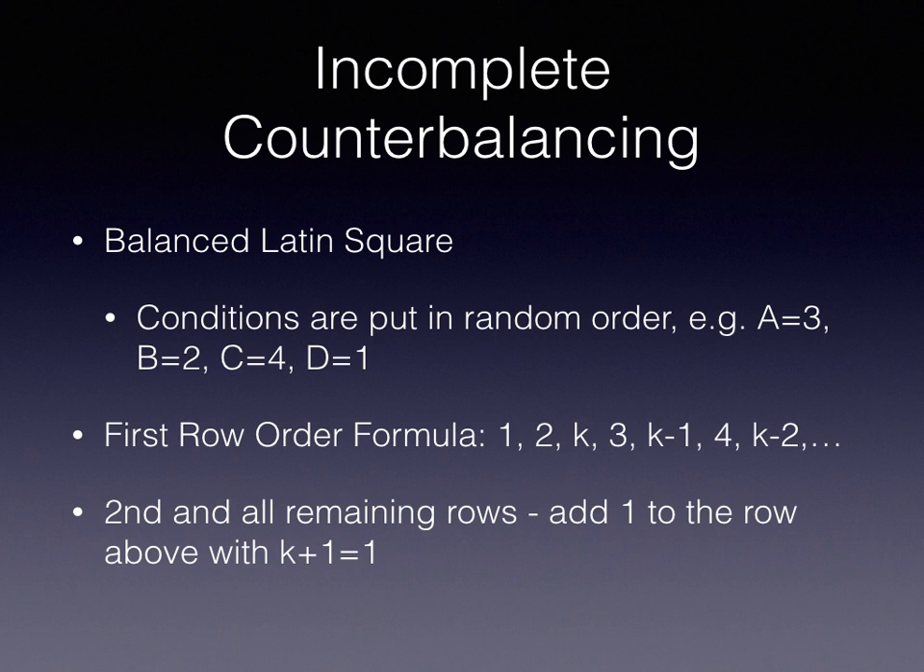So if the first row of 4 conditions is 1, 2, 4, 3, the second would be 2, 3, 1, 4, because you add 1 to k, you start over at 1. What would the third row be? If the first row is 1, 2, 4, 3, and the second is 2, 3, 1, 4, the third row would be 3, 4, 2, and then for that last one, the second row, last column was 4, you add 1 to it, you'd start over again at 1.